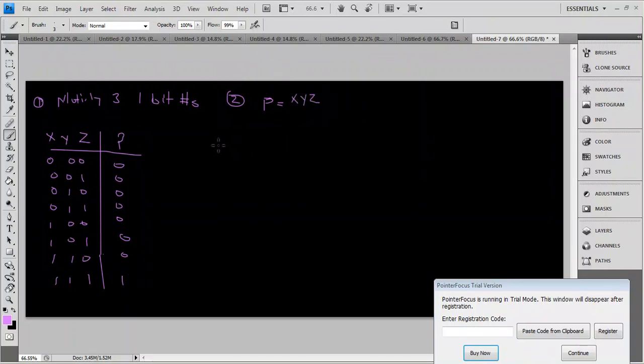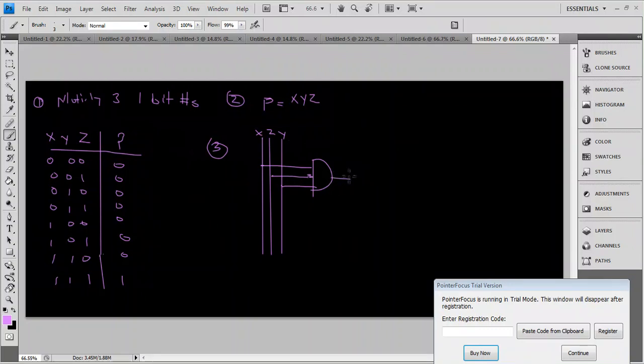That's good. Step 3, our bus. Let's see if I can draw 3 lines here. Okay, we got our bus. Let's label this X, Y, and Z. Let's look at our equation here. We just have one expression, X, Y, Z, nothing happens to them, no inverting. And the answer to that is our P.